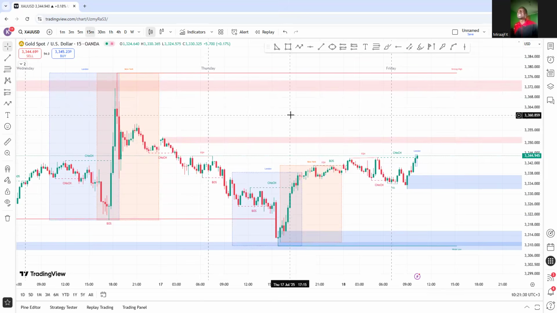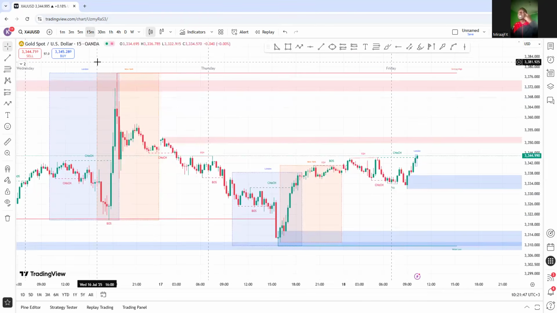Here are a few things that you need to understand. For you to be able to trade the opening range breakout quite well, you need to go to the 15 minutes time frame of every session. So just go to the 15 minutes time frame.